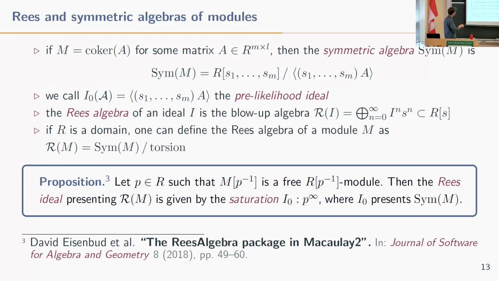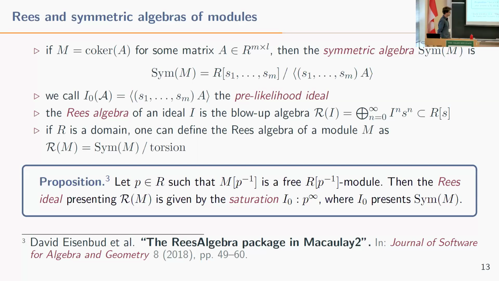And now there is this proposition by Eisenbud that tells you how to obtain the ideal presenting the Rees algebra. Namely, this Rees ideal is given by a saturation again, and it's a saturation of this I0. And you need to find some element P such that if you invert P, then M becomes a free module over R. Such an element always exists. And then you can perform the saturation step. So you're only a saturation away from the pre-likelihood ideal to the likelihood ideal.